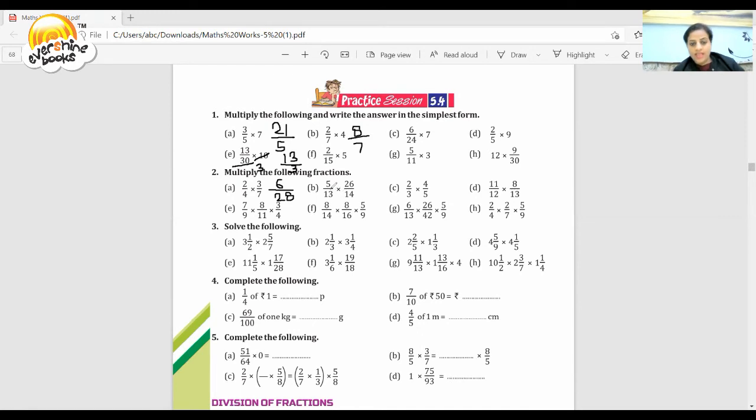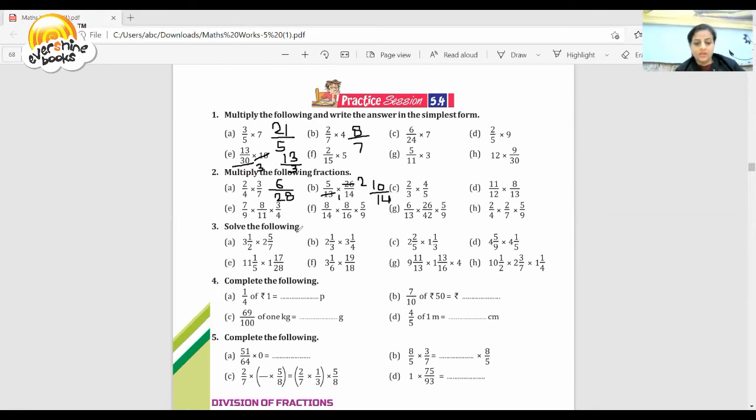Now 5 upon 13 and 26 upon 14. You know 13 ones are 13 and 13 twos are 26. So you will do like this. You can do also like this. 10 upon 14 is the answer. Got it?